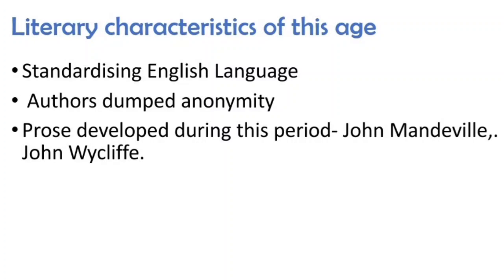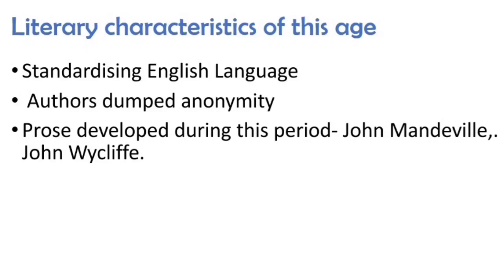The second literary characteristic of this age is that before the age of Chaucer, the writers generally did not mention their names in their works. So, most of the works and their authors were generally unknown. But during and after the period, there began the trend of the authors and works to be known, as they began to mention their names in their works.